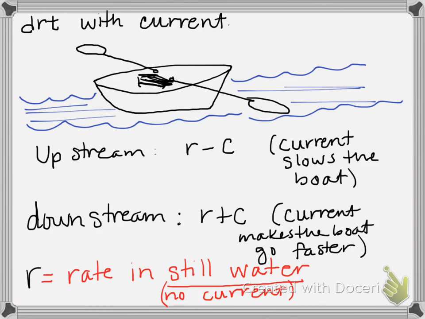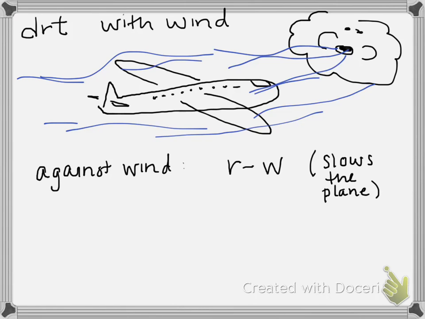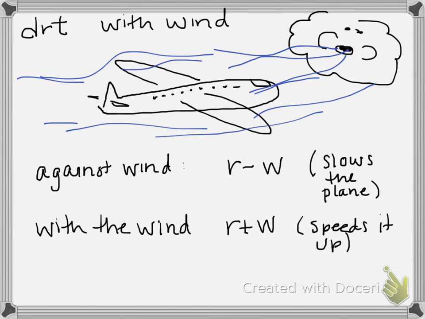Besides boats and water, we could have an airplane in the air. We could have these same types of problems where it's an airplane and the wind. Either you are flying against the wind, so you'd have the rate, the speed you are trying to fly, and then the wind is slowing you down, or you could be flying with the wind, in which case the wind would speed the plane up.